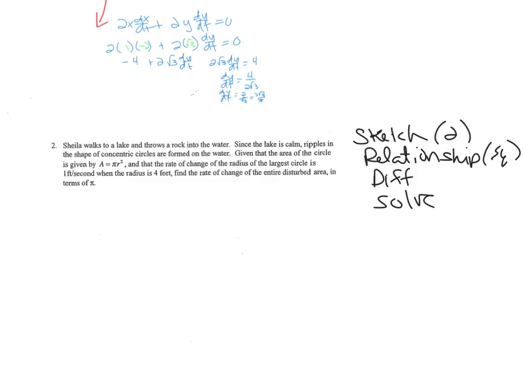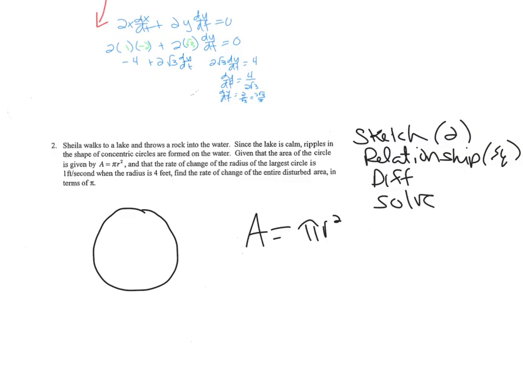So let's take a look at number 2, where we have Sheila walking to a lake and throwing a rock into the water, and we have a circular lake, and we know that the area of a circle is pi r squared.